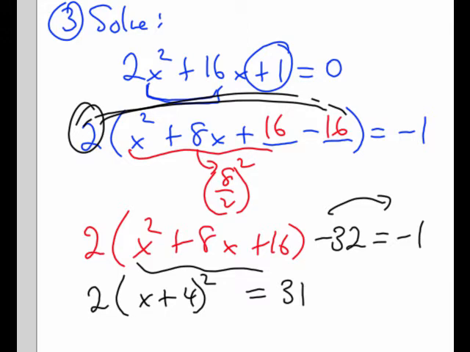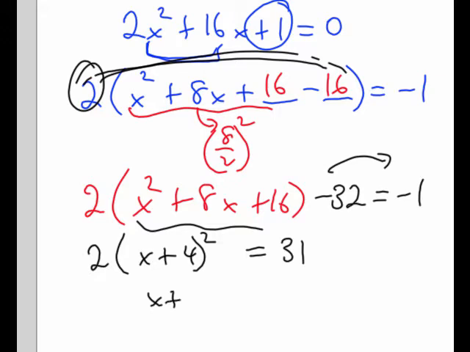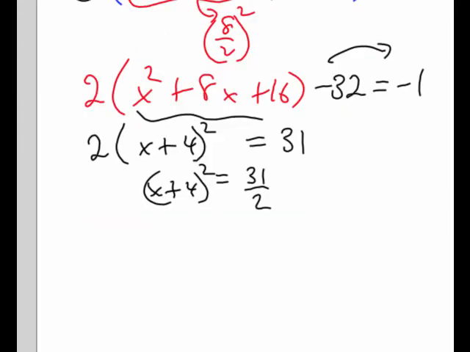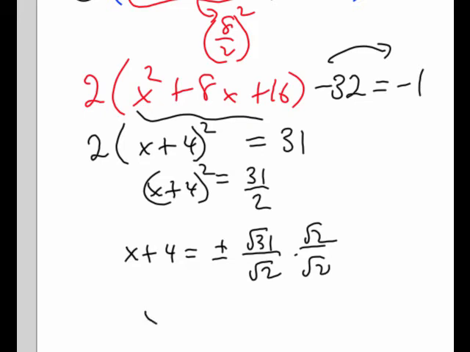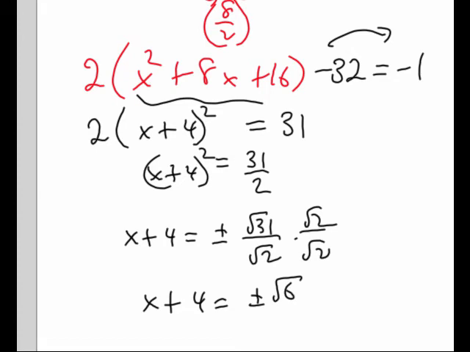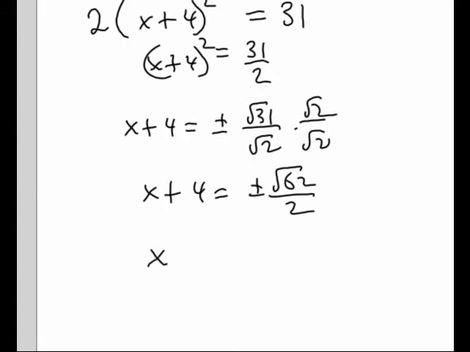Alright, I want to isolate my square, so I need to divide by 2. This is where it's going to get a little messier. I'm going to square root both sides, which is plus or minus root 31 over 2, which is root 31 over root 2, and if I multiply top and bottom by root 2 to rationalize the denominator, I get plus or minus the square root of 62 over 2. And then if I bring the 4 to the other side, negative 4 plus or minus root 62 over 2.